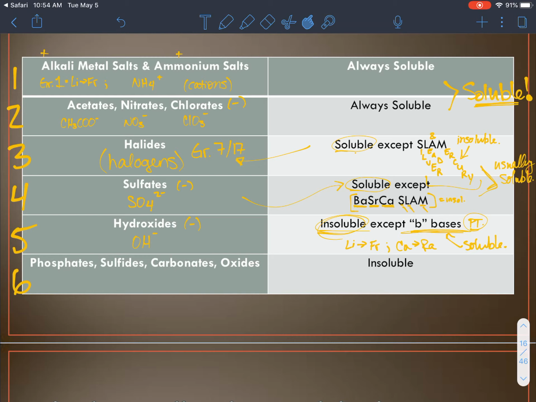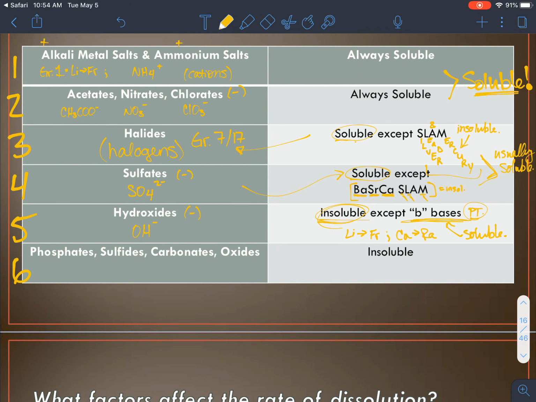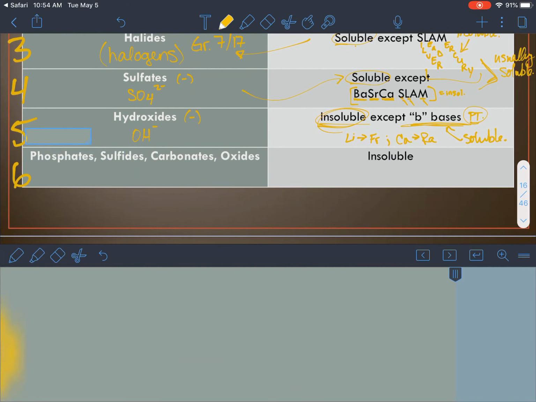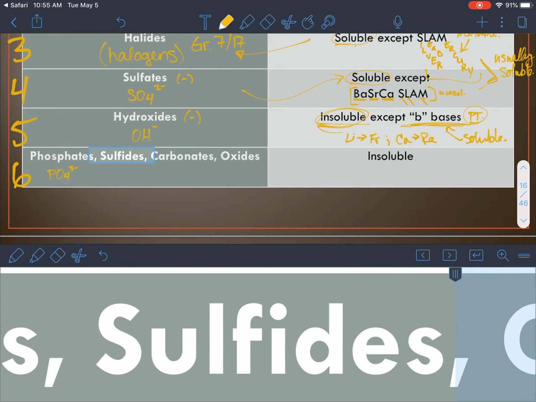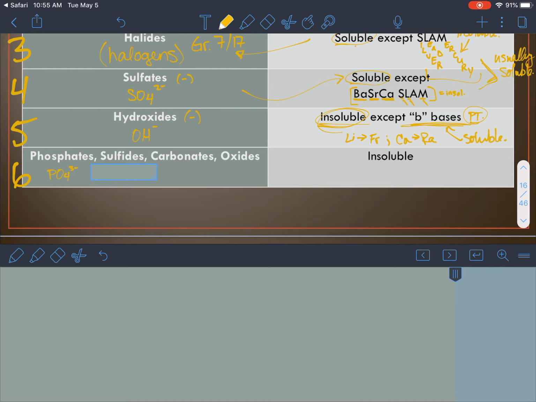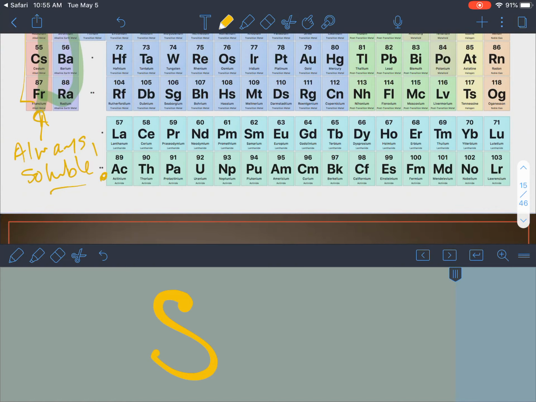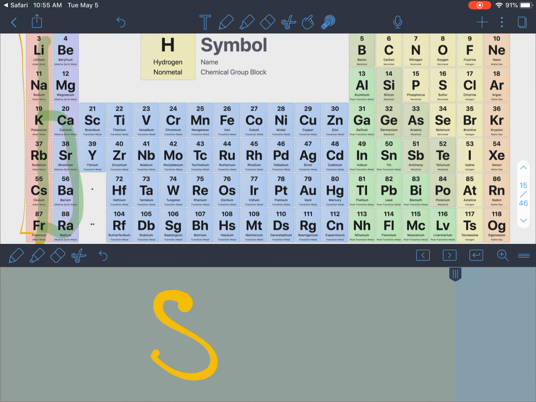Last up, we have phosphate, sulfide, carbonate, oxide. So the majority of these are polyatomics. The IDE endings are elements and their normal charge. So a phosphate is a PO4 with a 3- charge. Sulfide, because it has that IDE ending, that's a normal element. So this is just a sulfur. And if you take a look at the periodic table, sulfur is right here.